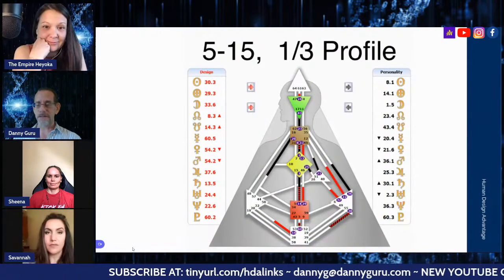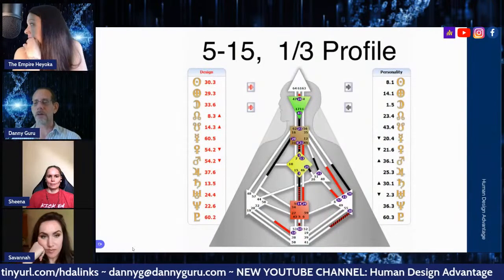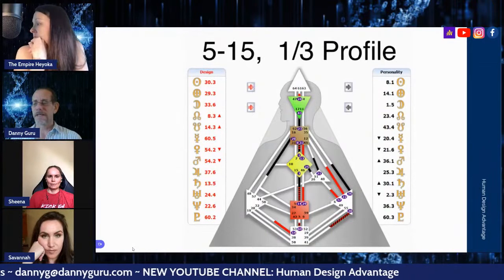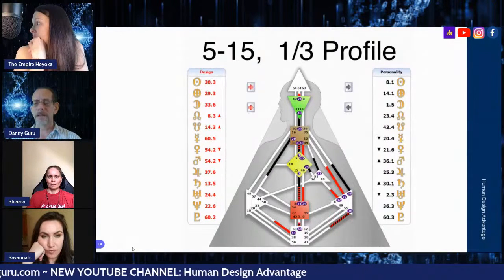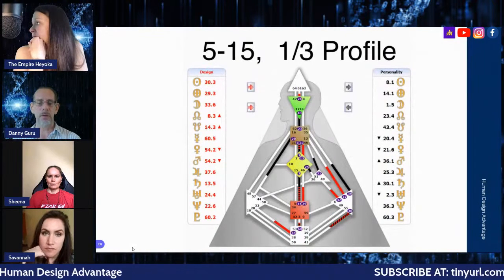Look at all the things that changed. A whole bunch of lines left the left-hand side. They moved over to the right-hand side. It's a week later. It's a totally different profile. This is the foundational profile. Life begins at the 1-3 profile.